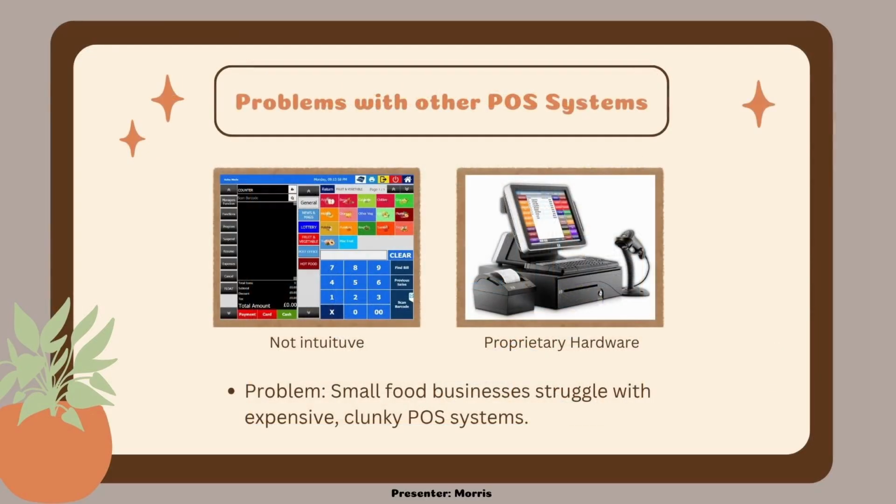So before building POSmart, we looked at existing POS systems and found a few major problems. First, a lot of them are just really expensive. Between subscription fees, hardware costs, and add-ons, it can get pretty overwhelming, especially for small businesses. Second, many systems aren't very intuitive. The interfaces can feel outdated or cluttered, which slows down employees and increases training time.